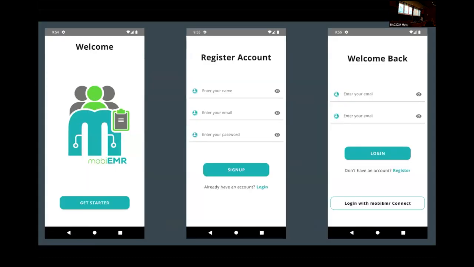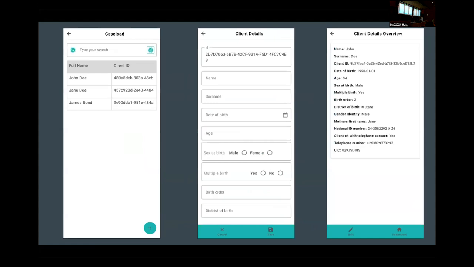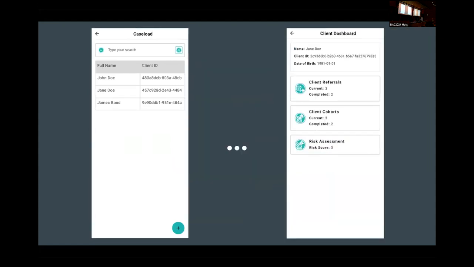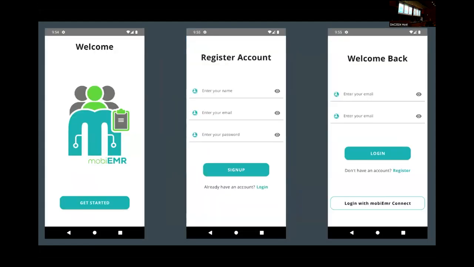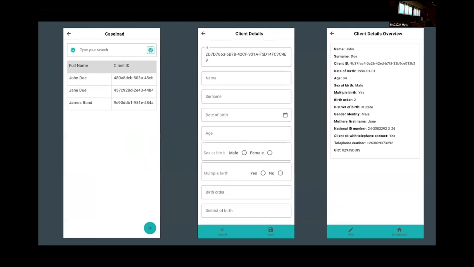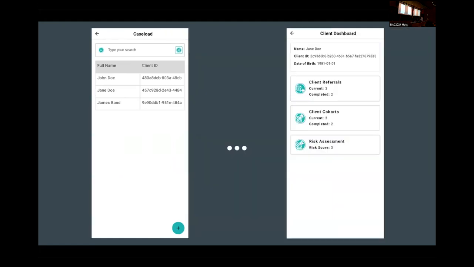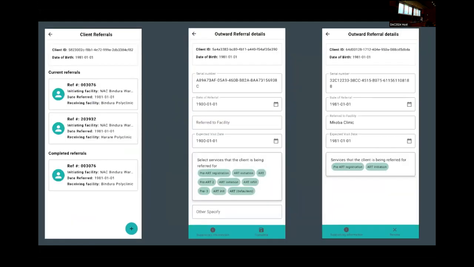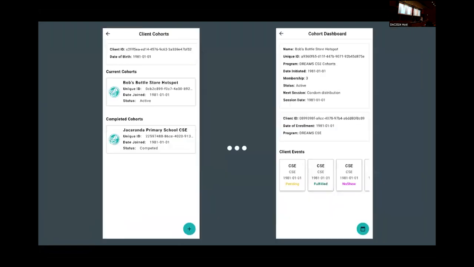And of course, these are some of the forms. We hoped we could do a demo, but obviously not. So for example, the sign-on, registration, and different forms, caseloads, client referrals, outward referrals. You can select the client and the referral services. These are coming from DHIS2, using a layer where you create concepts that are shared between DHIS and the system.